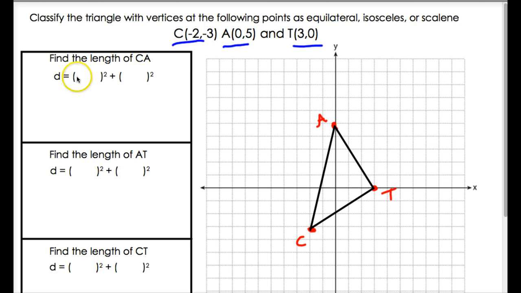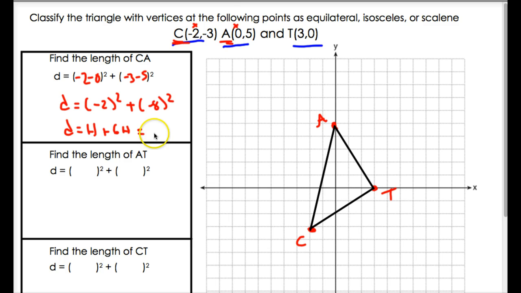So we subtract the two x's, and we're using C and A to start. So negative 2 minus 0, just subtract our two x's, and we subtract our two y's, negative 3 minus 5. When we do that, we get negative 2 squared plus negative 8 squared, and that means we get D equals 4 plus 64, which is equal to 68, and don't forget to take the square root at the end. CA is the square root of 68.